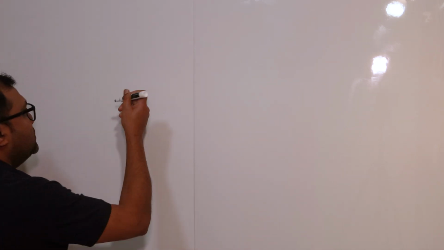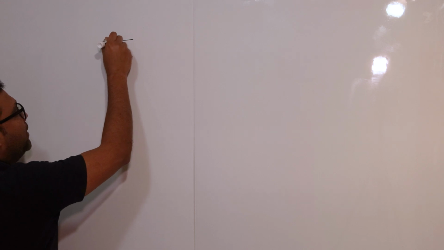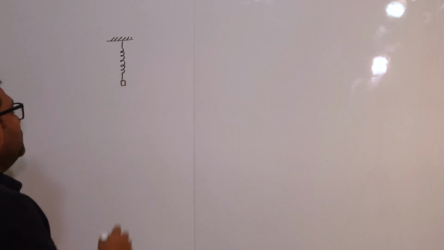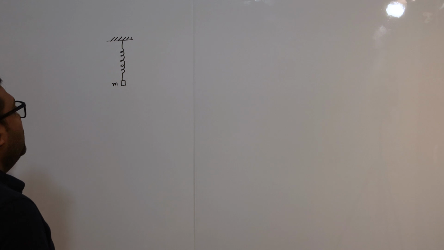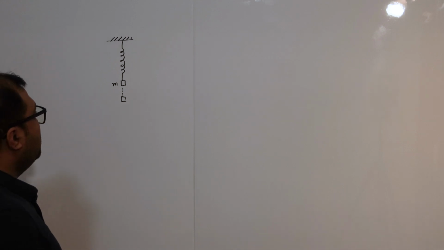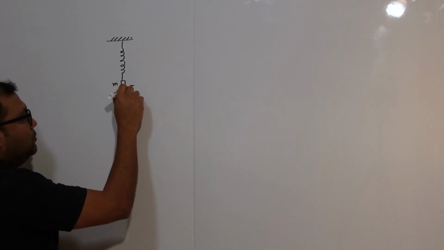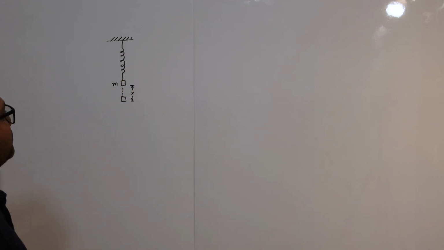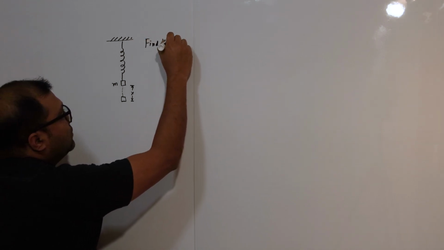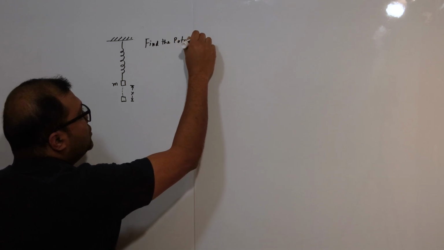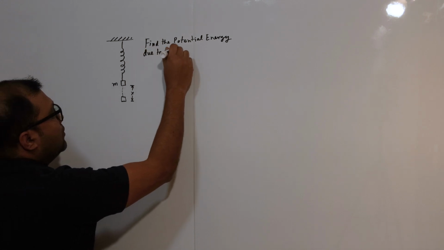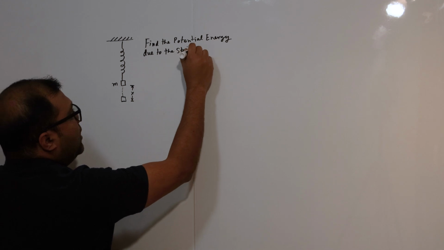Okay, so let's say there is a spring. Okay, there is a mass attached to the spring. Mass is m. Okay, and after a while, due to gravity, the mass goes down to some distance x, and the system is in equilibrium. Okay, find the potential energy due to the spring at equilibrium.